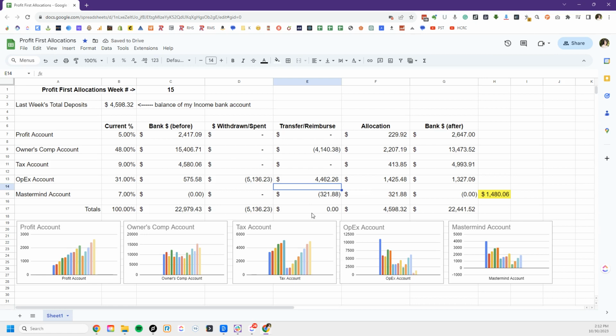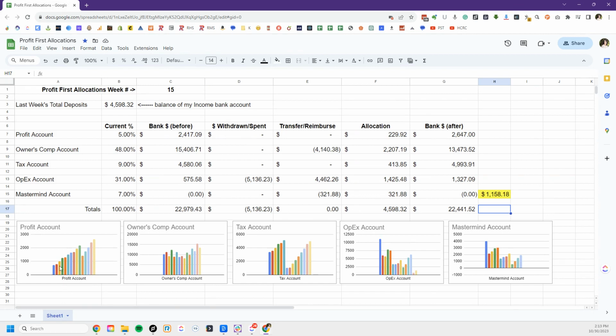So notice how my transfer is always net to zero. What went in somewhere came out from somewhere else, so that nets to zero. I have now taken my mastermind account back down to zero. And then I'm going to update that I have already paid back $321.88 of that. So now I still owe $1,158 to my OPEX account, which I will replenish over time as I build this account back up with new allocations. Okay. So let me know what questions you have.